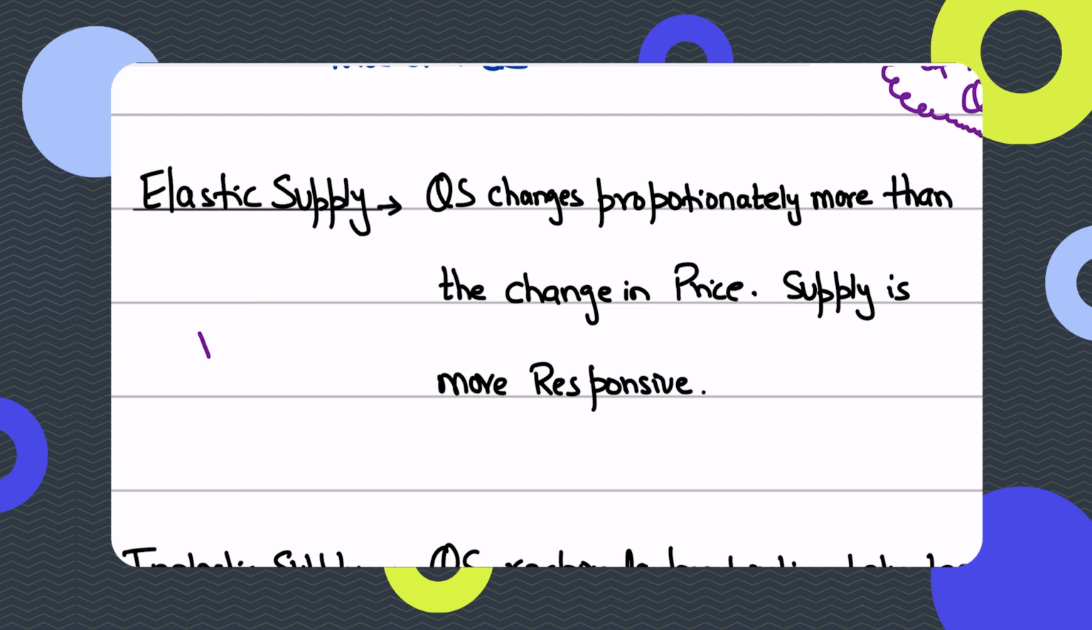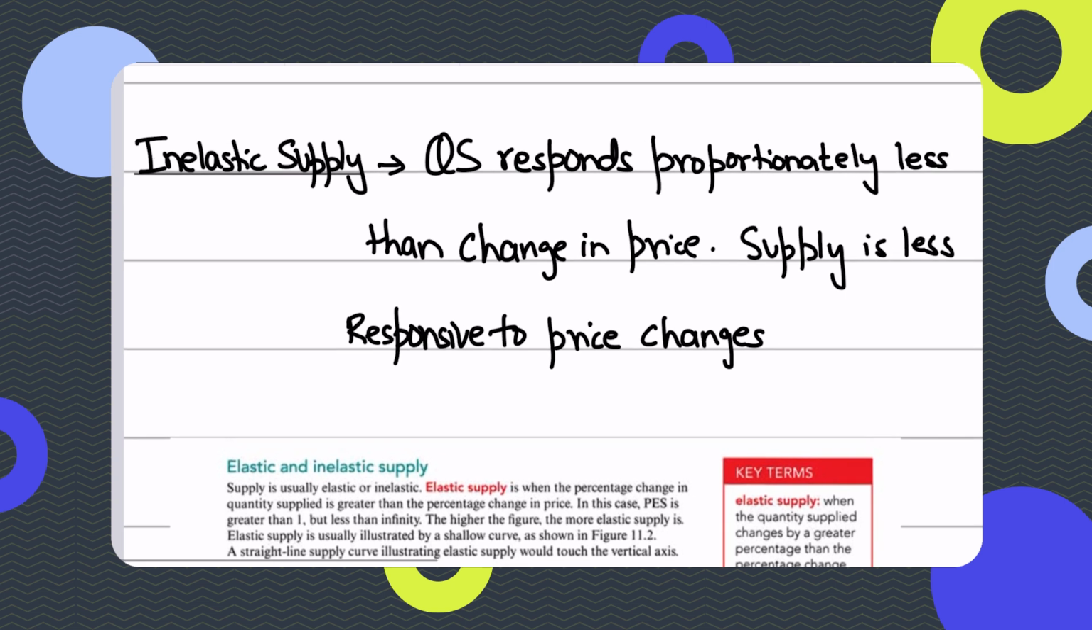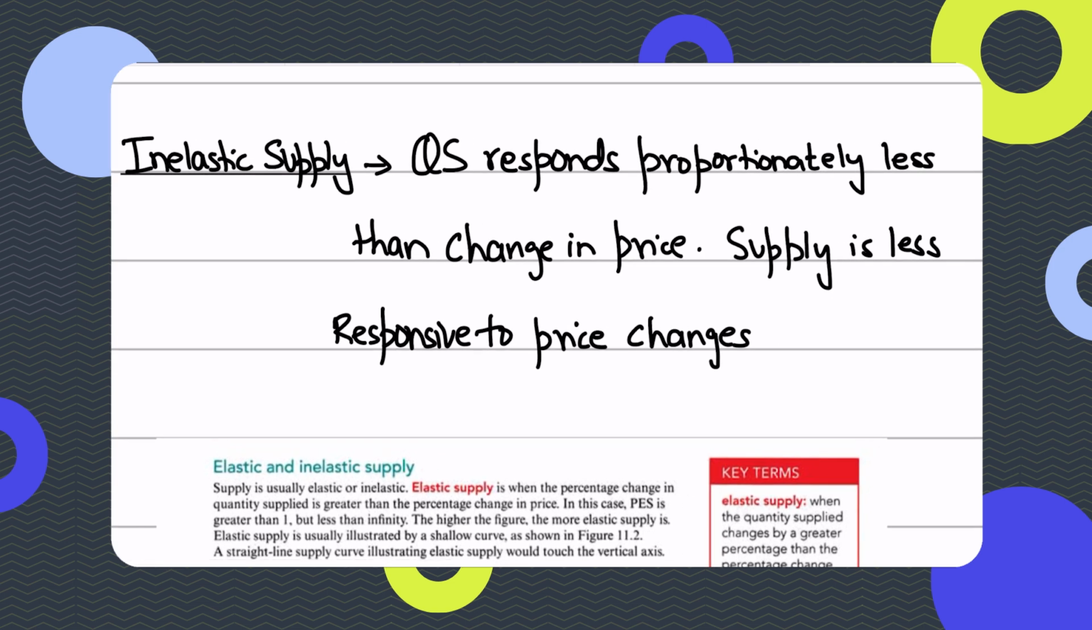Which simply means that supply is more responsive to price changes as compared to when the supply is inelastic. It means that quantity supplied responds proportionately less than the change in price. Supply is less responsive to the price changes. Maybe producers were not able to increase supply because they didn't really have the resources, or the available capacity or any spare capacity available. So quantity supplied responds proportionately less than the change in price.